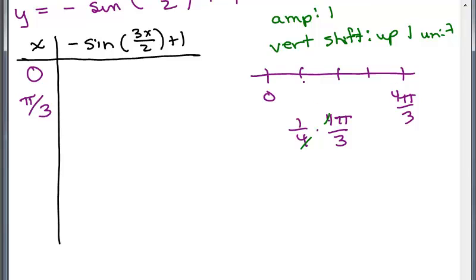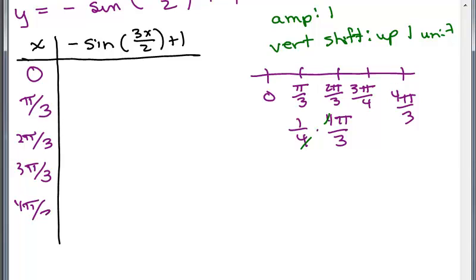And then we keep adding a fourth more to get our next spot. So for instance, here's pi over 3. What's the next place going to be? That's pi over 3 plus another pi over 3, which is 2 pi over 3. Pi over 3 again is 3 pi over 3, which is pi. Pi over 3 again is 4 pi over 3, which is what I wanted. And those are the same things that go over here: 2 pi over 3, 3 pi over 3, and 4 pi over 3. I'm just writing them all with a common denominator. Okay, so those are going to be our key x-coordinates, right?